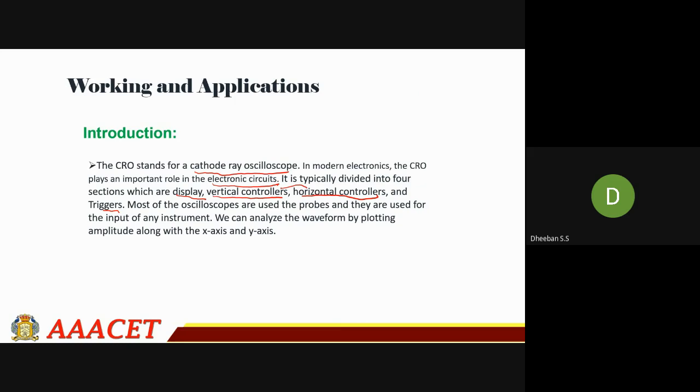Most of the oscilloscopes are used with probes. They are used for input of any instrument. As I said, they will also be used for measuring any electrical quantities. We can analyze the waveform. How can we analyze the waveform? By plotting the amplitude along the x-axis and the y-axis. So this is your x-axis and this is your y-axis. If you plot the values across the x and y axes, it is possible to get your waveform.